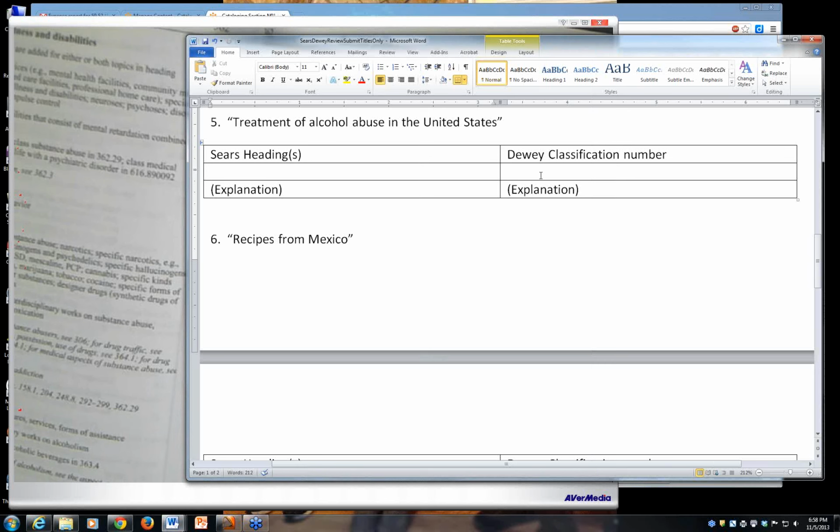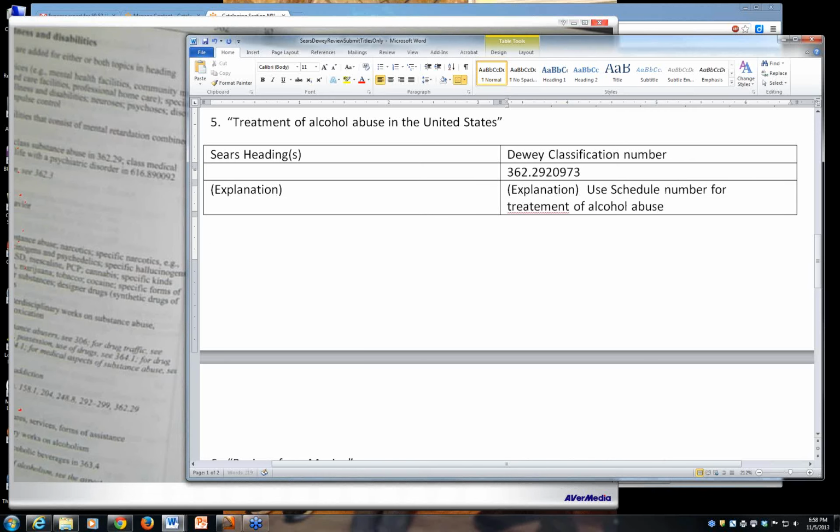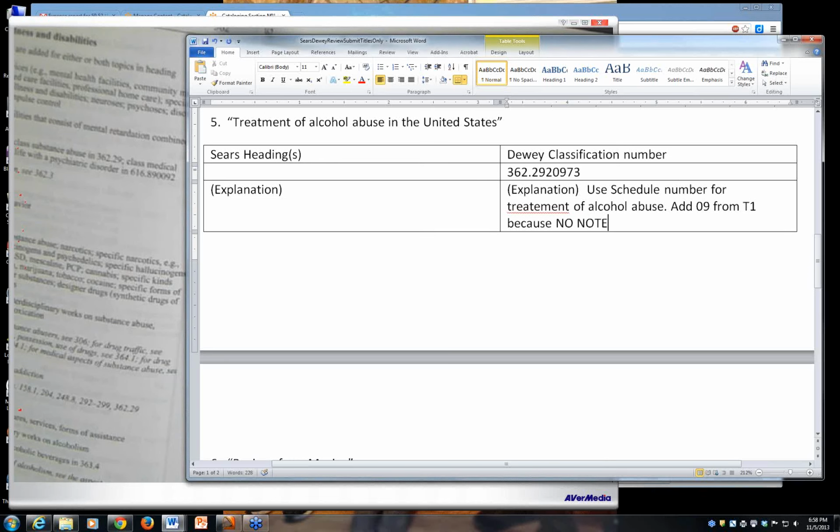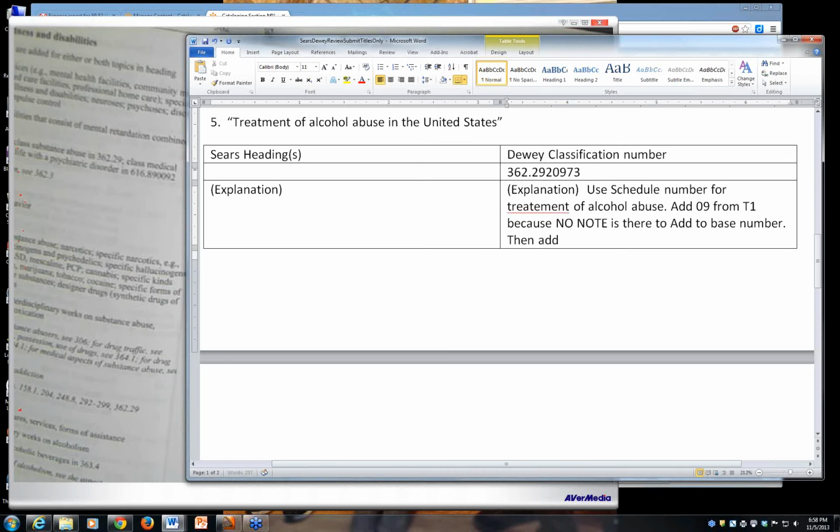Okay, we would put it in our Dewey classification number, 362.2920973. And the explanation again would be use the schedule number for treatment of alcohol abuse. Add 09 from Table 1 because no note is there to add to base number. Then add Table 2 number to equal 362.2920973. Any questions on that one?